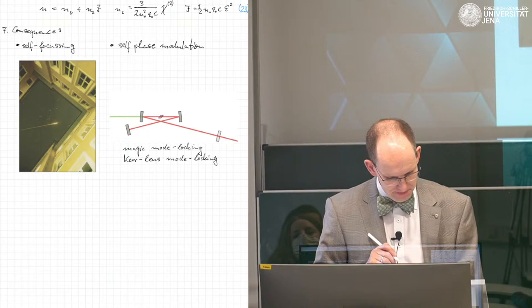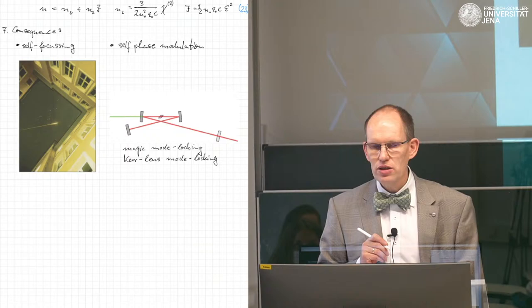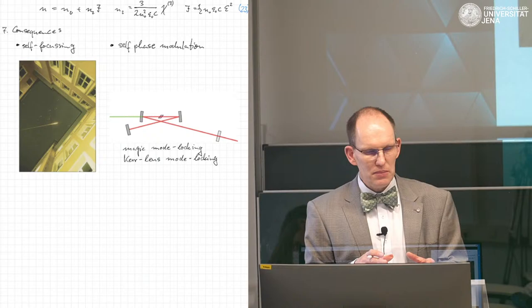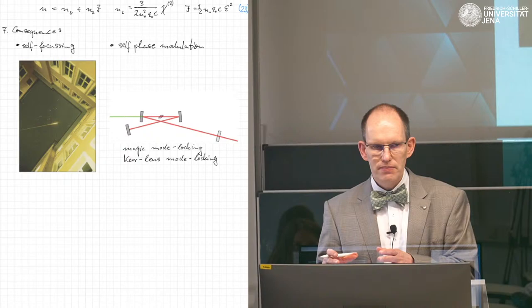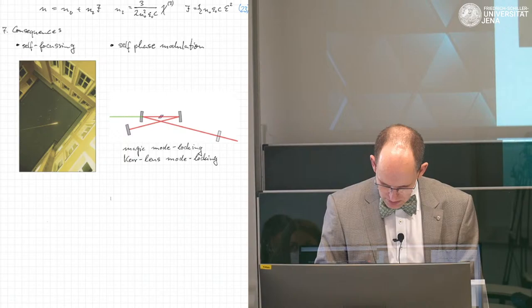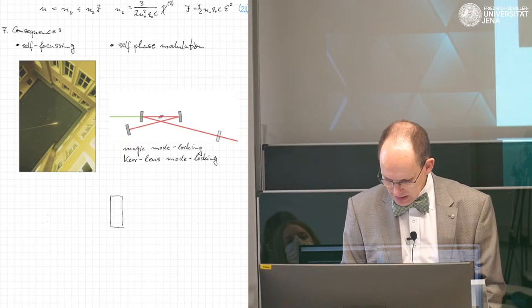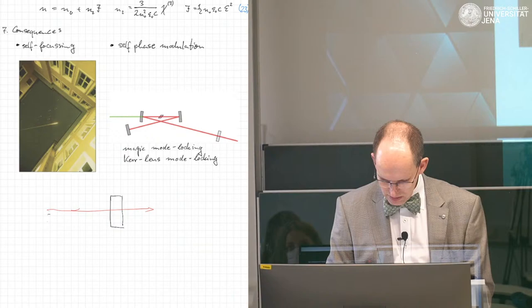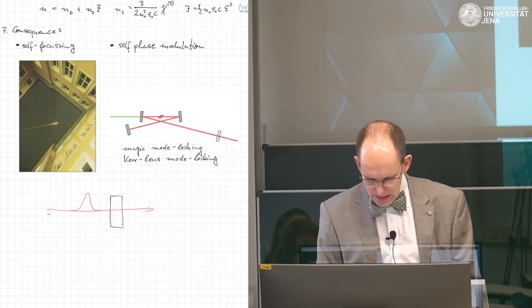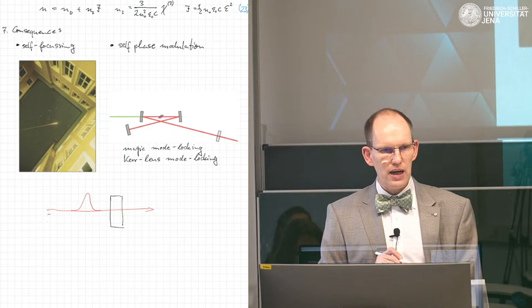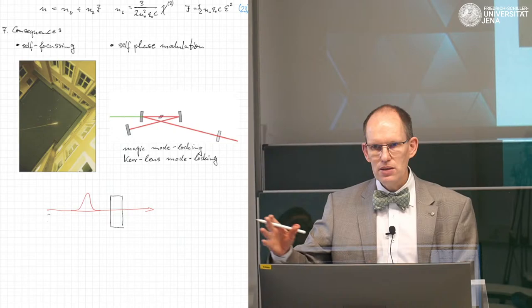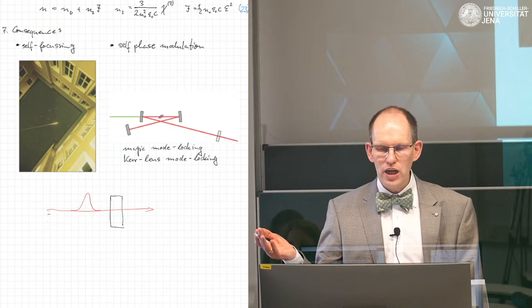Well, and then we have self-phase modulation. Self-phase modulation is pretty much the same thing as self-focusing just in the time domain, at least in a certain sense. So what happens is, you have this piece of glass and there is a laser pulse incident on this piece of glass. And then the refractive index in this piece of glass changes as the pulse goes by. In the beginning of the pulse, there is no change of the refractive index, but here the change is maximum.